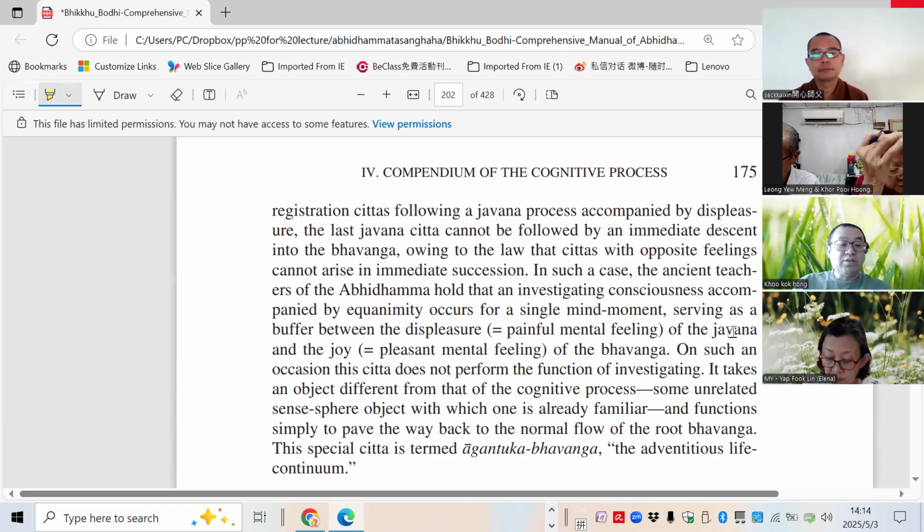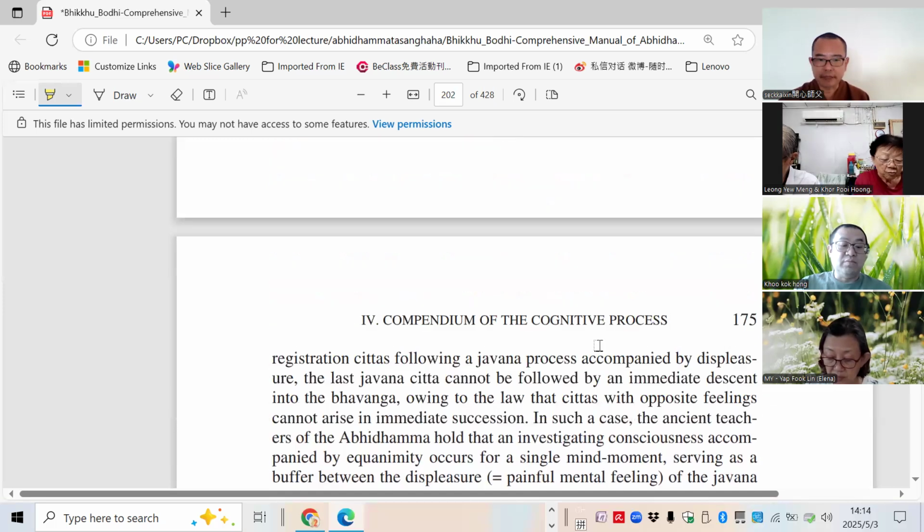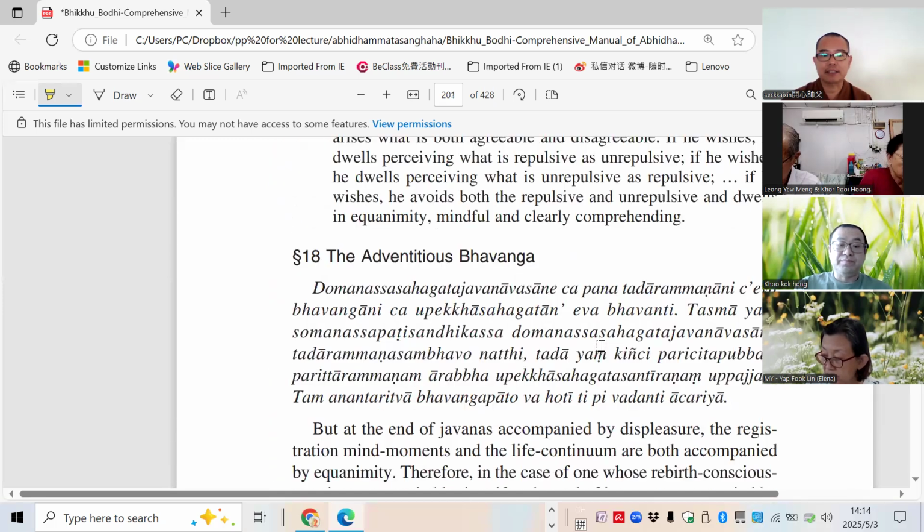On such an occasion, this citta does not perform the function of investigating. It takes an object different from that of the cognitive process, some unrelated sense-sphere object with which one is already familiar, and functions simply to pave the way back to the normal flow of the root bhavanga. This special citta is termed the agantuka bhavanga, the adventitious life continuum. Thank you so much. Okay, let's try to digest this part.